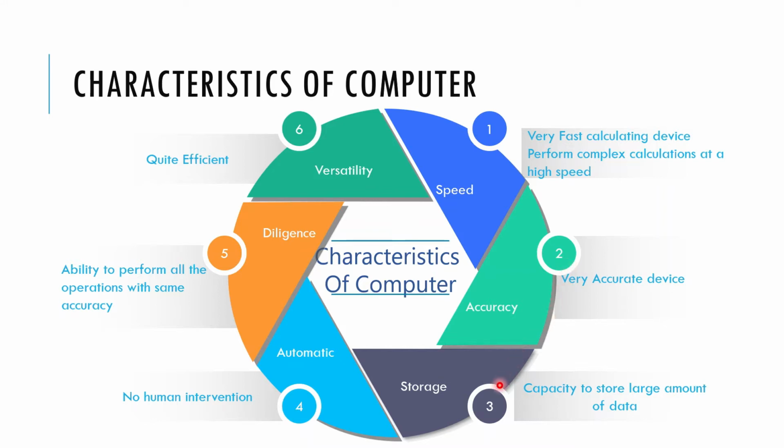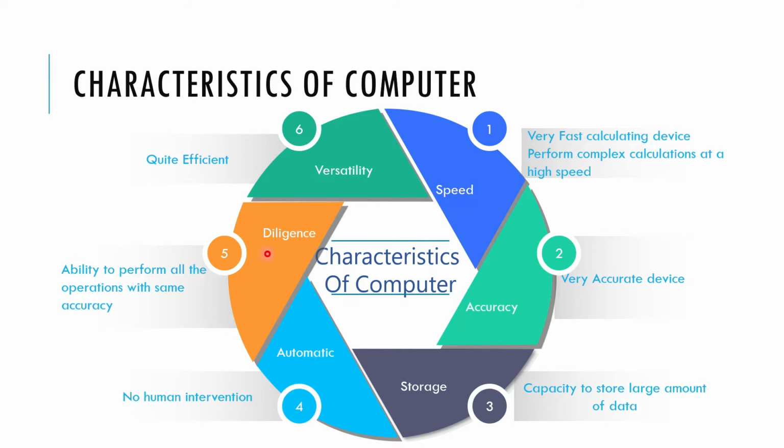The third one is storage. It has the capacity to store large amounts of data. The data stored can be accessed whenever you need it. The fourth one is automatic. No human intervention is required to do the job. It does things automatically.